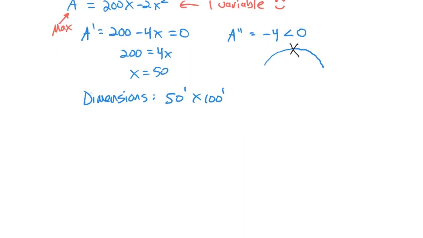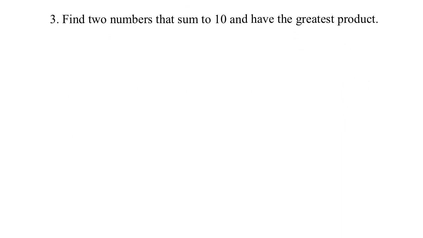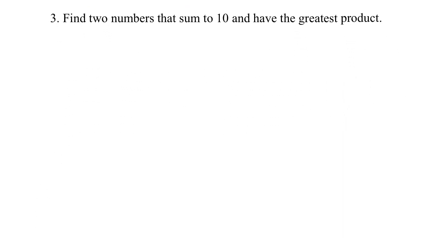So, okay, let's try another one here. Find two numbers that sum to 10 and have the greatest product. Okay, so we're looking at the greatest product. So we're going to multiply these numbers together and find the greatest product.